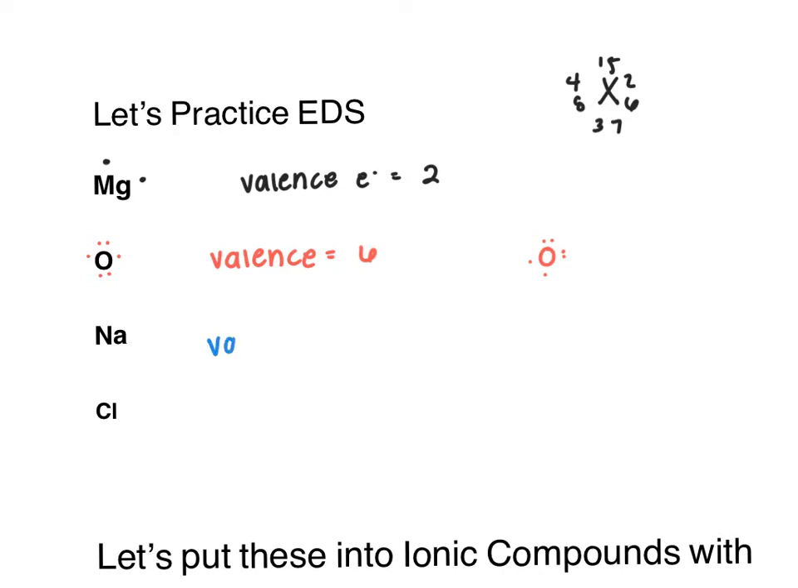Sodium. I look at my periodic table, I see sodium is in group 1, so I have 1 valence electron, and I can just go boop. And last but not least is chlorine. I look and I notice chlorine is in group 17, so it has 7 valence electrons. And there is my electron dot structure for chlorine.